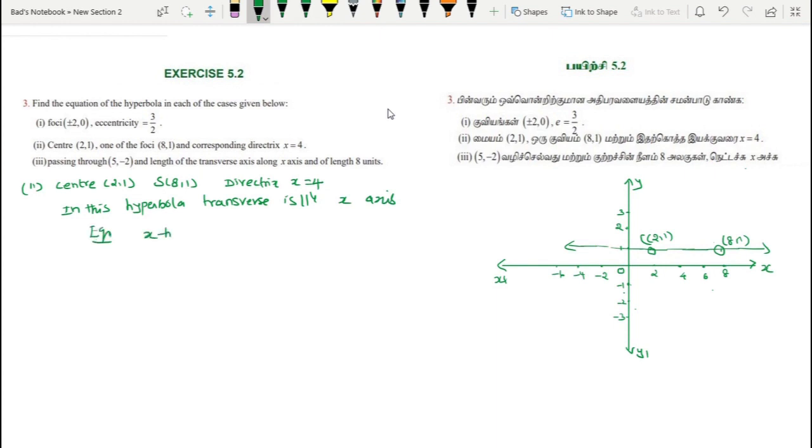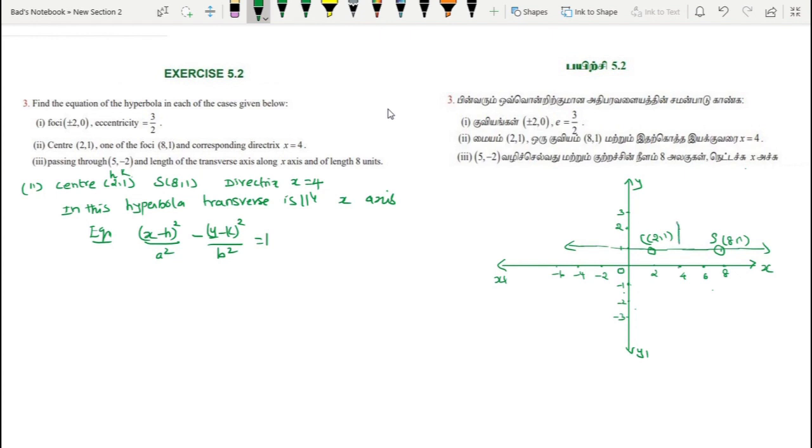(x minus h) the whole square by a square minus (y minus k) the whole square by b square equal to 1. Okay. Center is given, that is 2,1. This is h comma k. So நமக்கு a and b, a b தான் கண்டுபிடிக்க போறோம். சரி கண்டுபிடிக்க போறோம்னா, this is the center and this is one of the foci S. And also என்ன கொடுத்திருக்காங்கன்னா, x equal to 4 is a directrix.